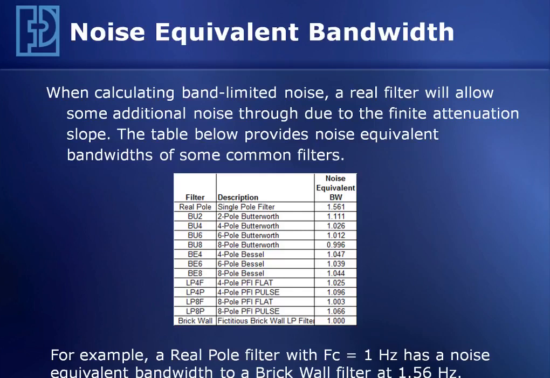Noise equivalent bandwidth. To estimate how much noise in the broadband sense goes through a filter, we can use the concept of noise equivalent bandwidth. This chart shows the noise equivalent bandwidth for a single pole filter all the way up to our 8-pole flat and pulse filters. The noise equivalent bandwidth of the single pole filter is 1.56. The flat and pulse mode filters almost have a noise equivalent bandwidth of 1, which is what a theoretical brick wall filter would have. So as an example, a single real pole filter with a cutoff of 1 hertz has a noise equivalent bandwidth of a brick wall filter that would be set at 1.56 hertz.